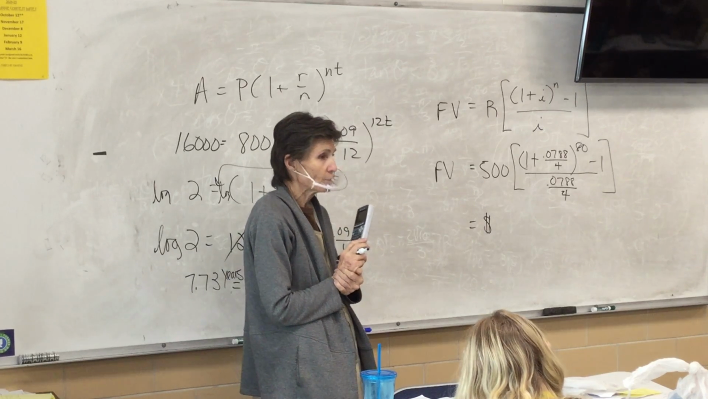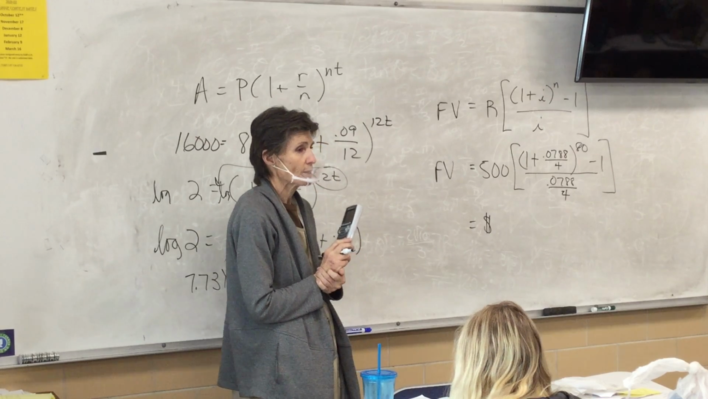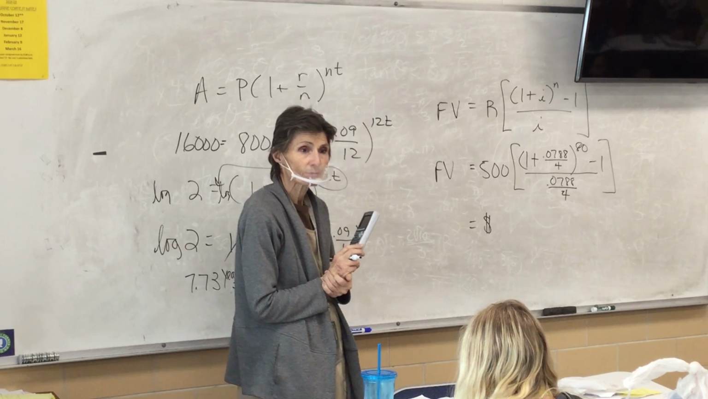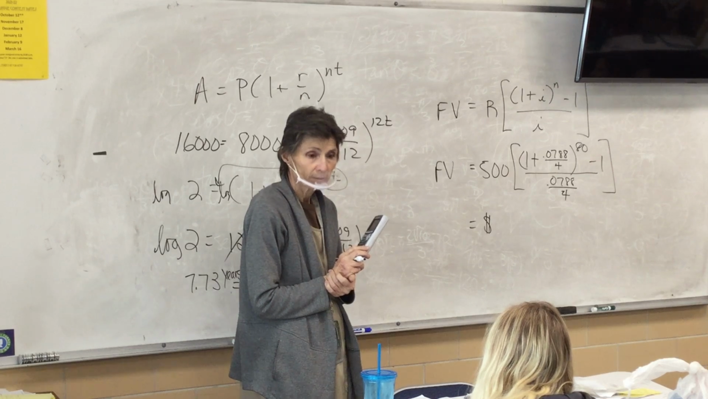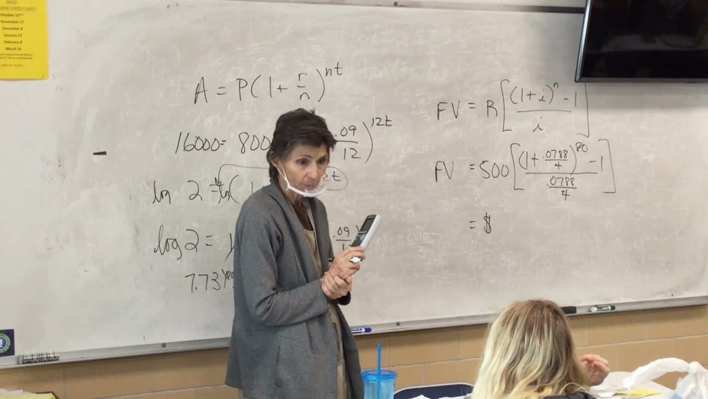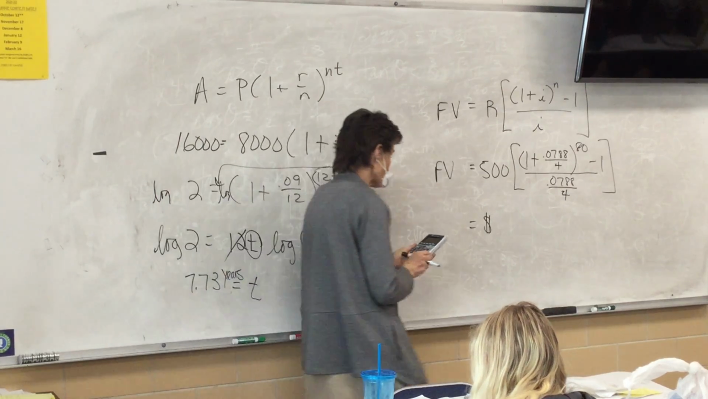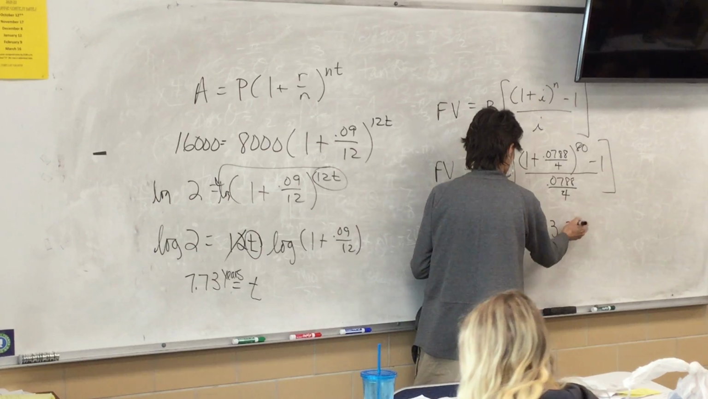Somebody shout it out when you get it. It's a pretty high interest rate, so she's got a pretty good sum of money. I got a certain number, but I don't know if it's right. No, 95,000. It's 95,483.39.